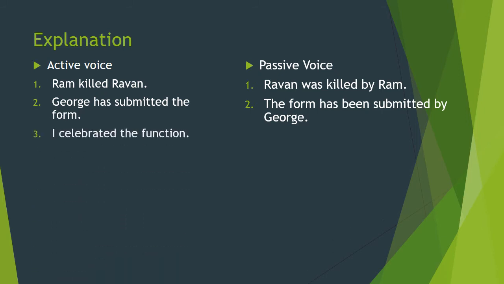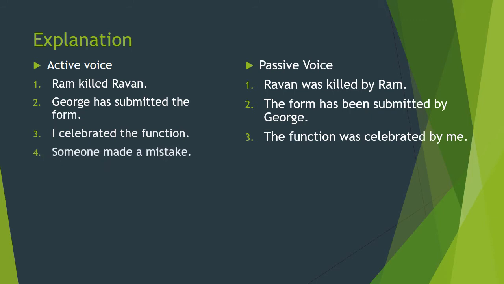Third sentence, I celebrated the function. Celebrated is in past tense. I is the subject. Function is the object. So function and I, you have to exchange, and celebrated in past tense it will become was celebrated. So in passive voice it will become the function was celebrated by me.